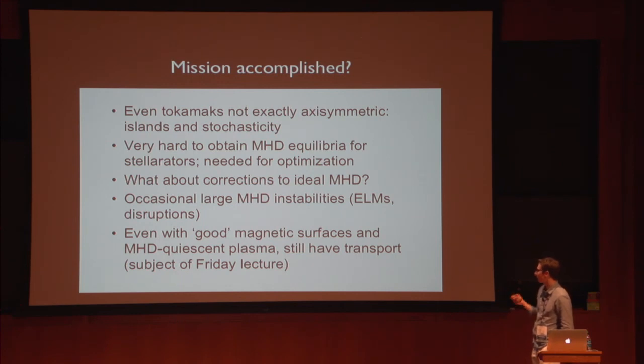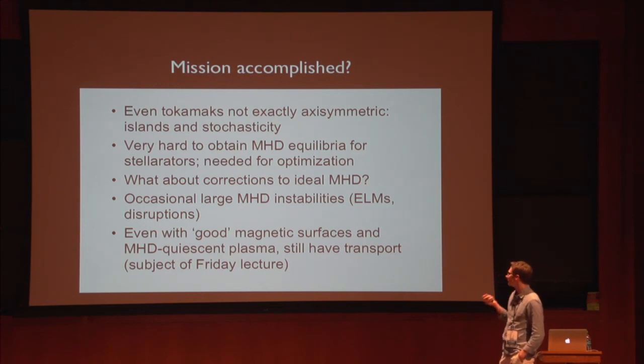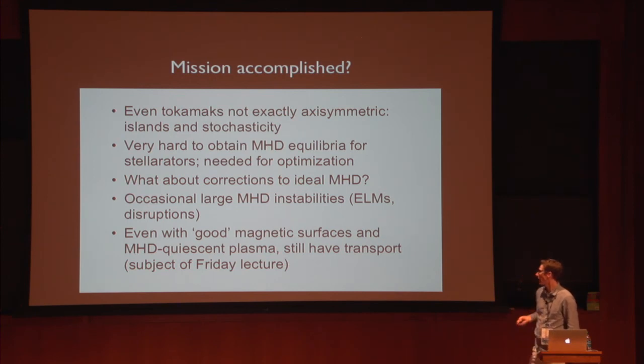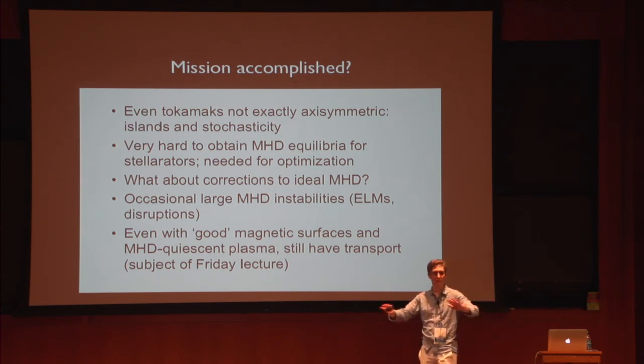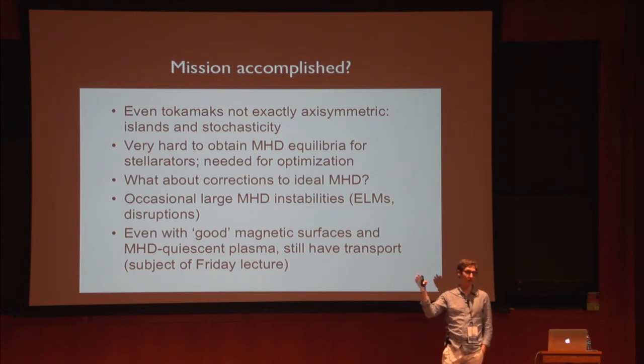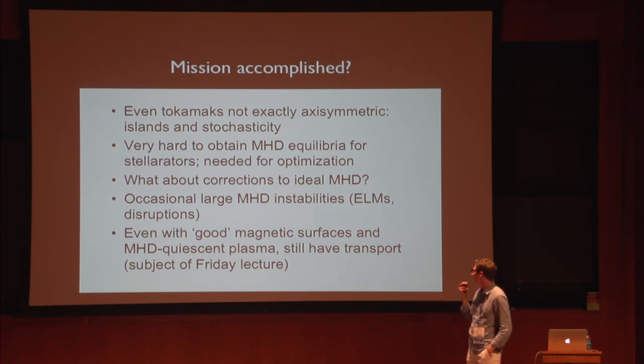And so the final thought I'll leave you with, which leads us into my talk on Friday, is that even if you have so-called good magnetic surfaces, right, so you don't have islands, you don't have stochasticity, and if you have some MHD quiescent plasma, so you've been very clever and you found a way to have no macroscopic instabilities in your system, then you're still going to end up with problems with confinement, because even though you might be stable to these large-scale instabilities, there's always going to be a free energy source in the plasma because you want to have gradients in things like density and temperature. And so you're pretty much guaranteed to have some kind of instability in the plasma.